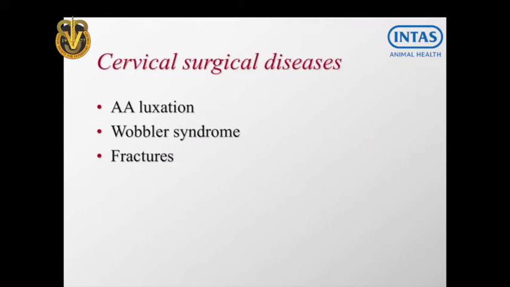What are the common cervical spinal diseases? Small toy breeds, you'll get atlanto-occipital luxation. Okay. Big dogs, most commonly in Dobermans and Great Danes, you will get what is called the canine wobbler. Or if you want a more complicated term, it's called cervical spondylomyelopathy. The third is fractures.